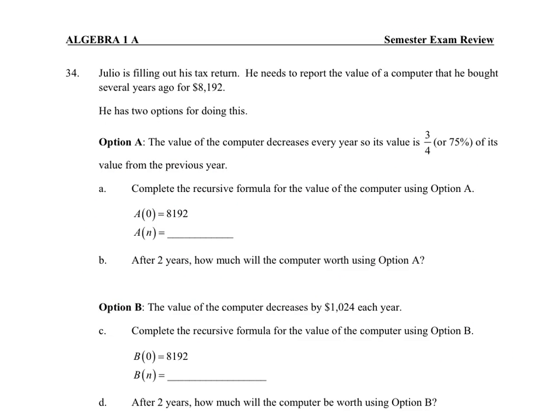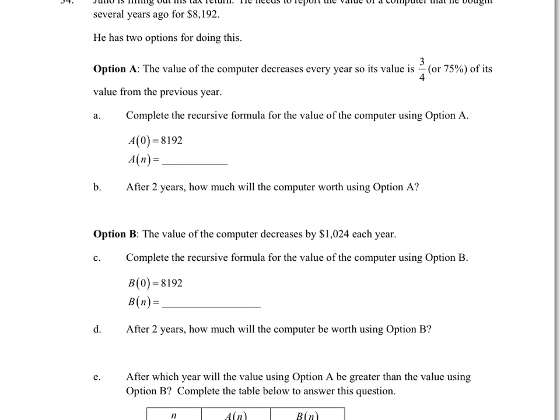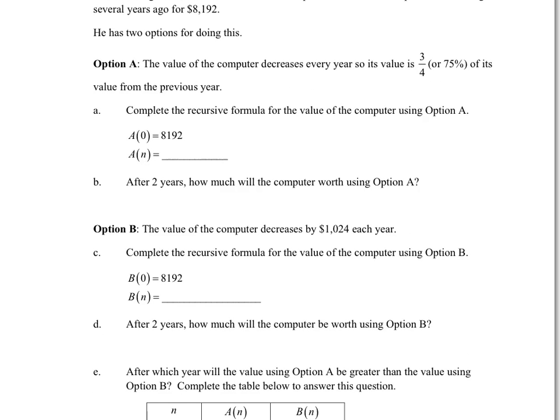Question 34. Julio is filling out his tax return. He needs to report the value of a computer that he bought several years ago for $8,192. He has two options for doing this. Option A is the value of the computer decreases every year, so its value is 3/4 or 75% of its value from the previous year. Complete the recursive formula for the value of the computer using option A.